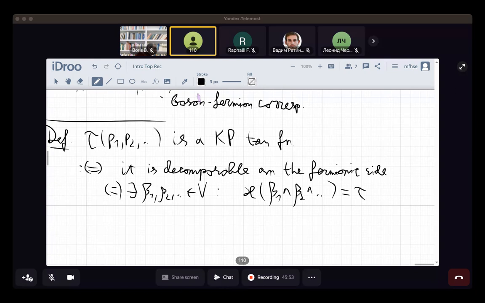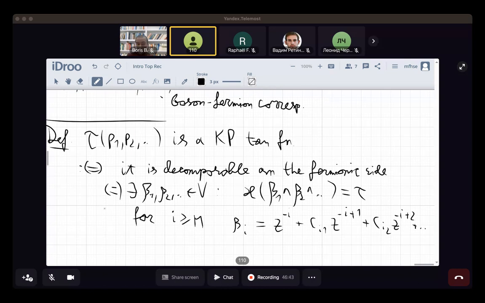In order to be able to do this, we need the condition that for large enough i, for i greater than some m, beta i starts with z to the power minus i, plus c i1 z to the minus i plus 1, plus c i2 z to the minus i plus 2. And also the rule takes all polynomials and we expand z.